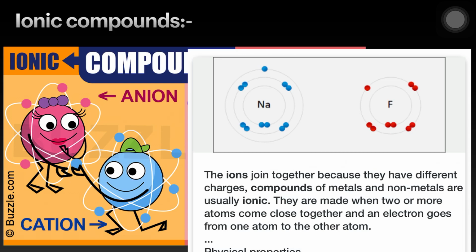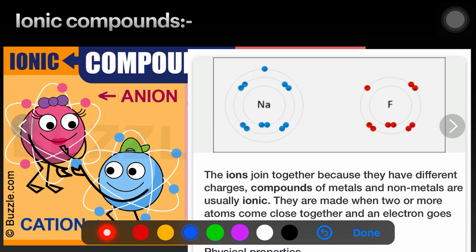Okay students, our next topic is ionic compounds. Now let us see what an ionic compound is. As you can see in the image, there is one cation and one anion. There is a bond between the cation and anion. Now a cation is that which carries a positive charge. Positive means cation. And anions are those which carry a negative charge. Negative means anions.